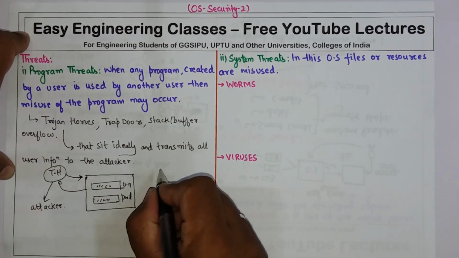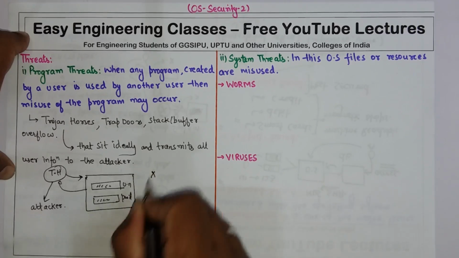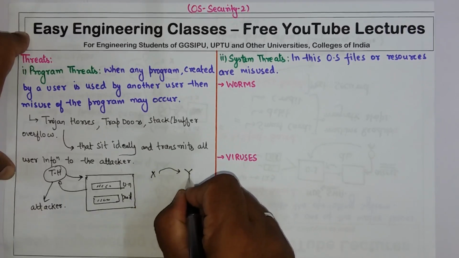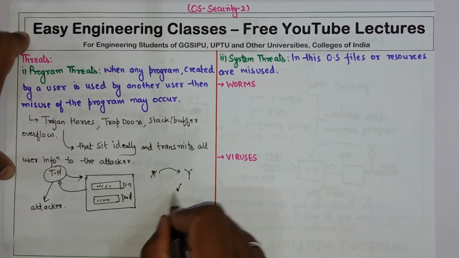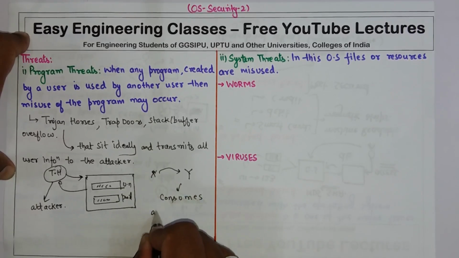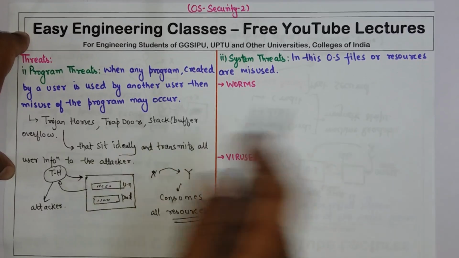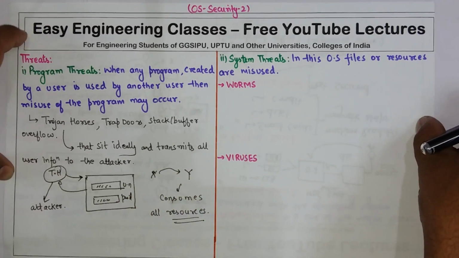One more example can be, there is a program created by a user, say X, and that program gets installed on Y's machine. The program that X created is such that it consumes all of the resources of Y. In this kind of situation, the buffer overflow can occur. So these are the program threats.